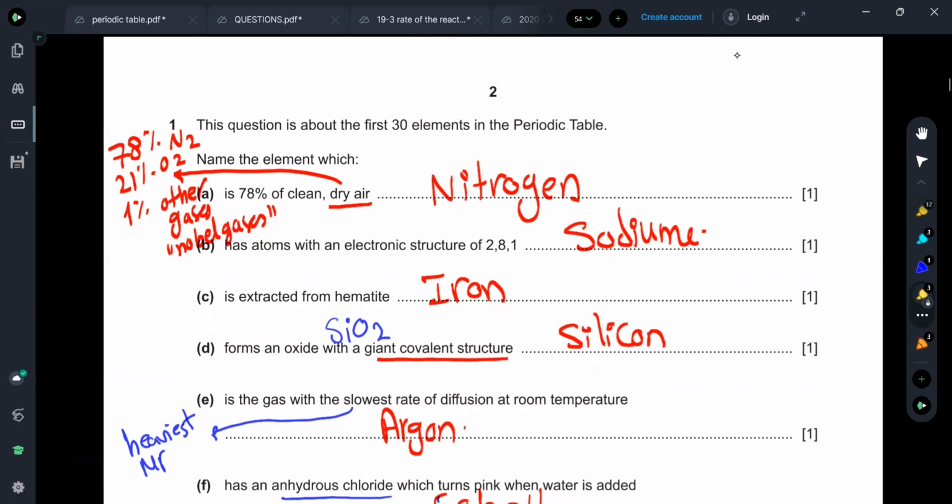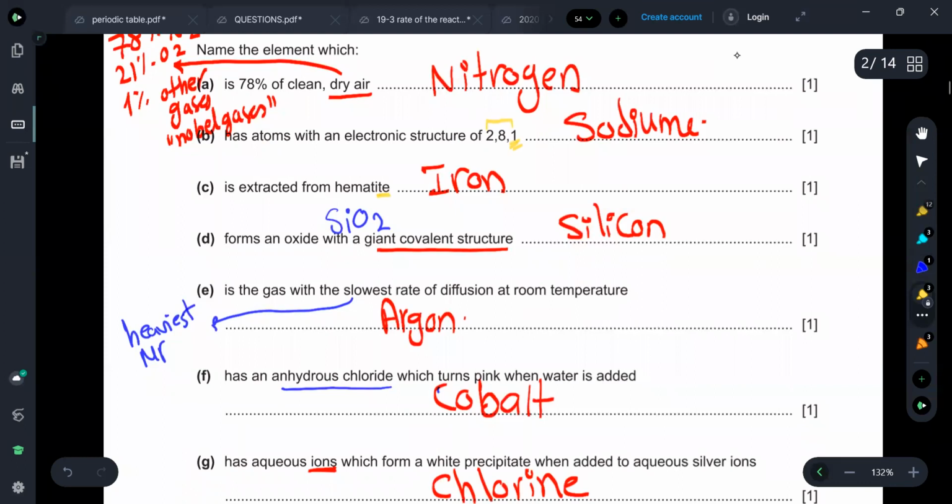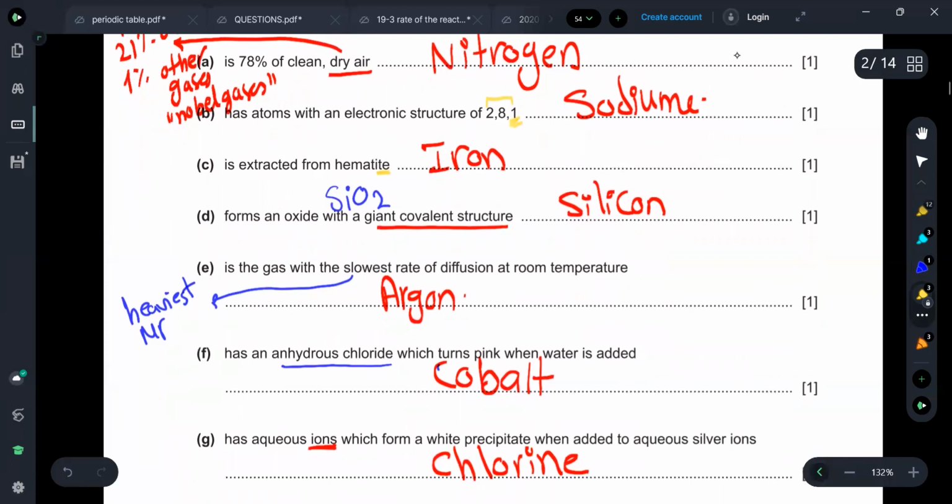Element B has atoms with an electronic structure 2,8,1. So the atom will be in group 1, period 3. So it's sodium. Element C is extracted from hematite. Hematite is iron(III) oxide, so the element extracted from hematite is iron. Element D forms an oxide with a giant covalent structure: silicon, which forms silicon(IV) oxide.